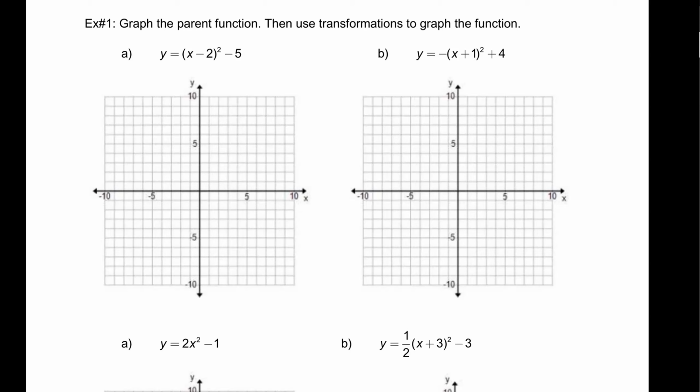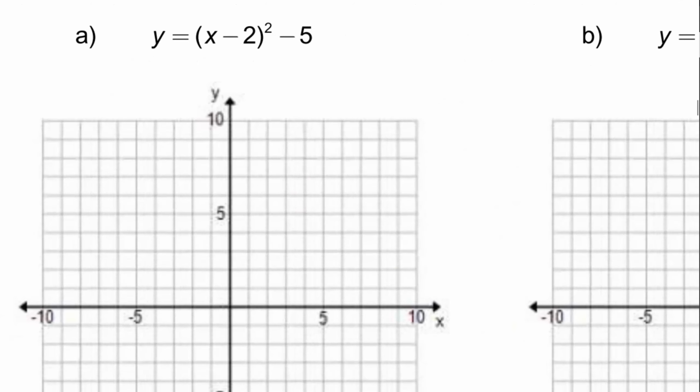So, graph the parent function, then use transformations to graph the function. Okay, what is the transformation?